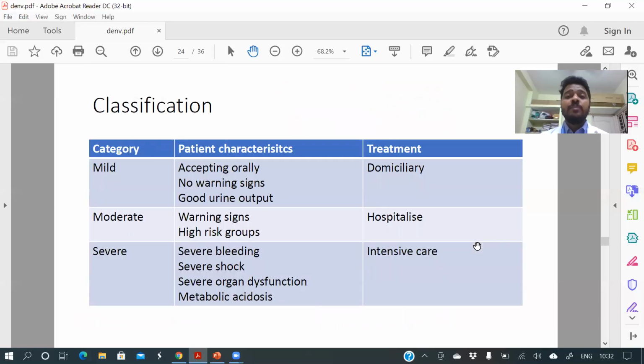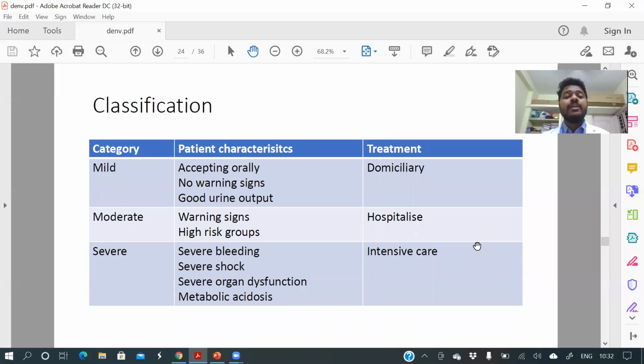So management, before going into management, we have to classify the patient into mild, moderate, and severe. Classification of mild, moderate, severe, I have already told. Patients in mild dengue will most of the time be accepting orally, no warning signs will be there, and there will be good urine output. So home-based treatment is enough. We can reassure them and ask them to take plenty of fluids. We have to explain the danger signs, and then most of them we can send home. If they develop any danger signs, they have to come to the hospital immediately.